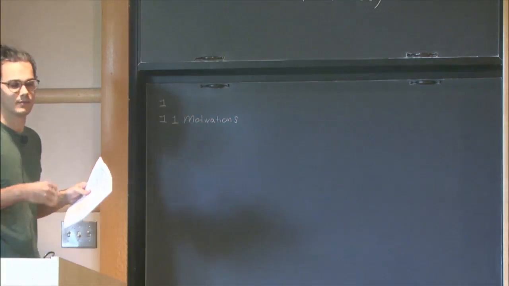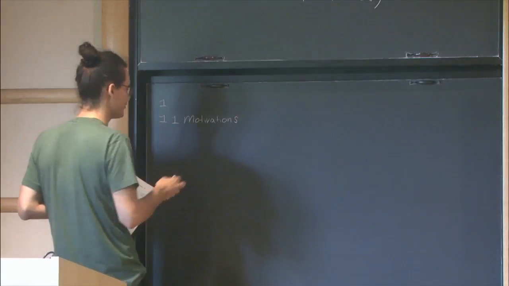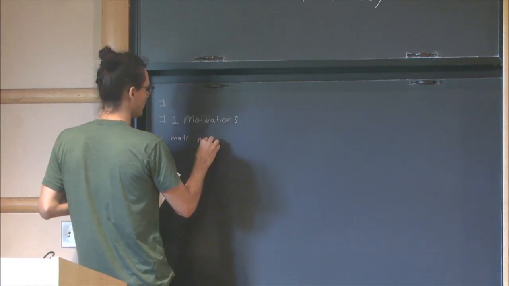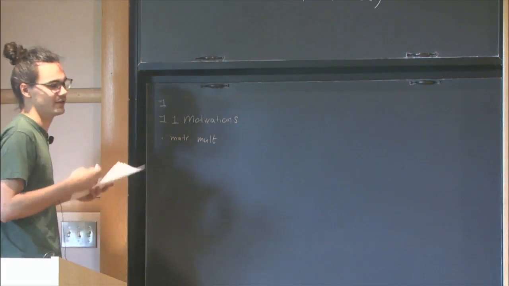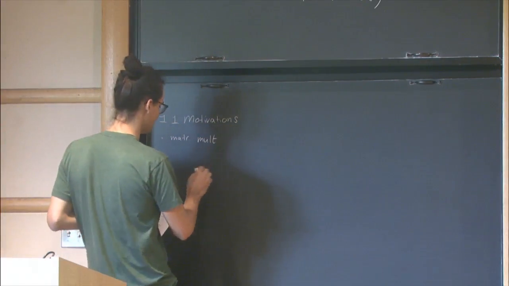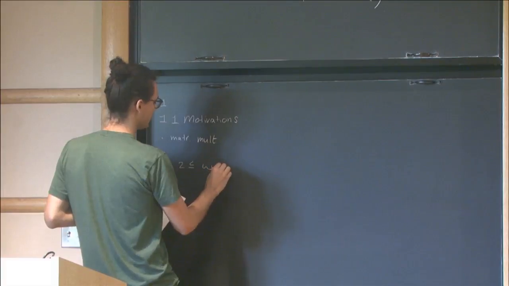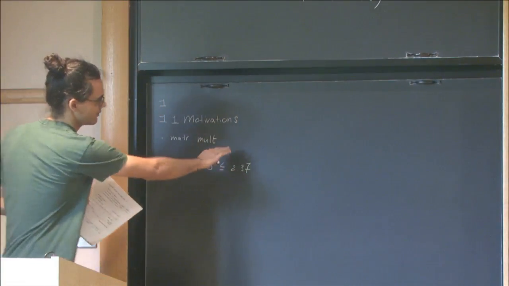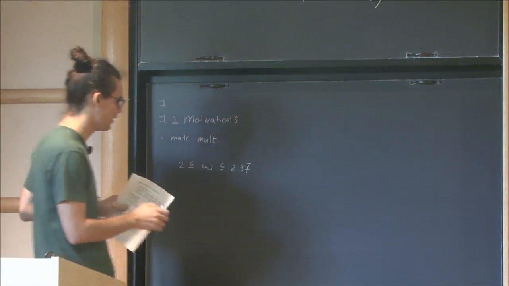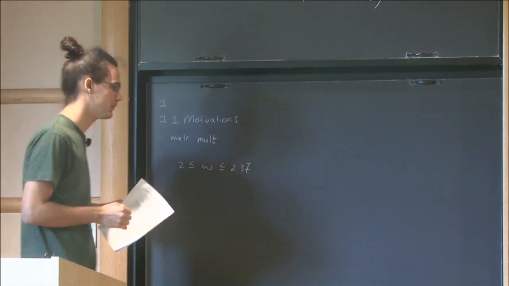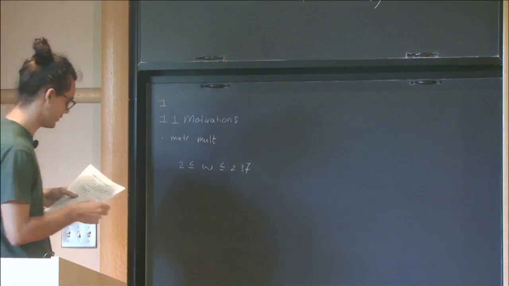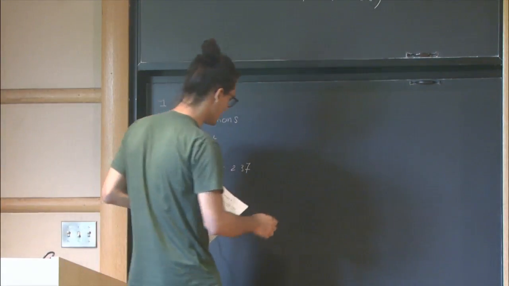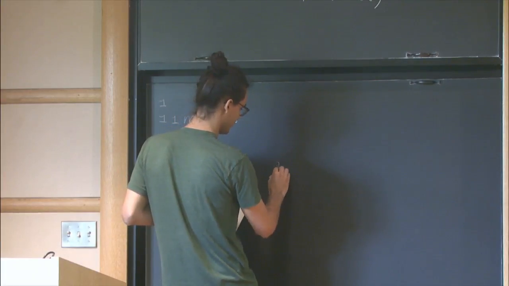I told you three motivating examples, and the first one was matrix multiplication. There we are interested in this matrix multiplication exponent, right? It's this number, which we know is between 2 and something like 2.37. And this exponent, you can give it as follows.